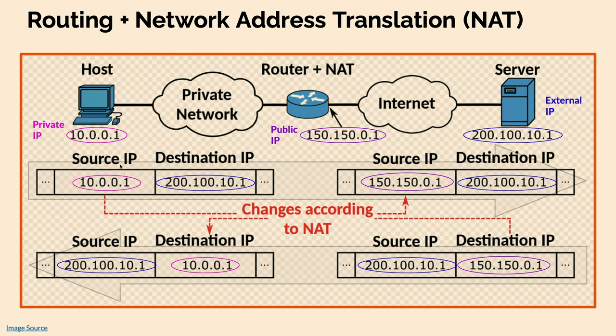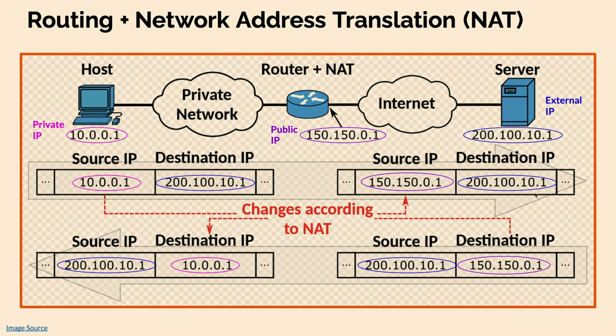So if you want to send traffic from the source, from the host, out to the internet, the network address translation will convert the private IP address into the public IP address. You see that? And then send it out.